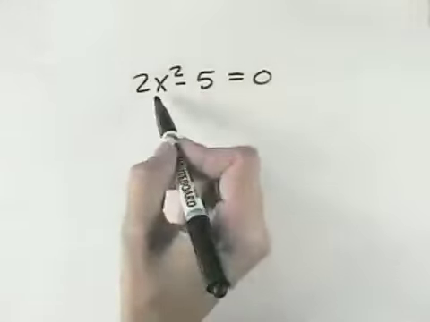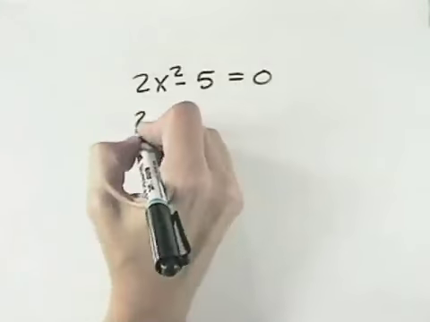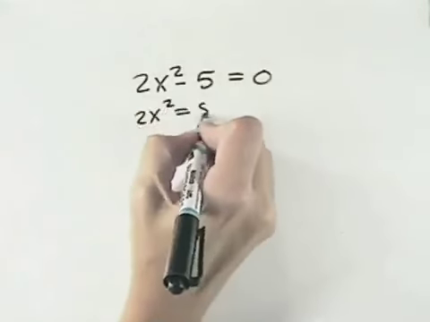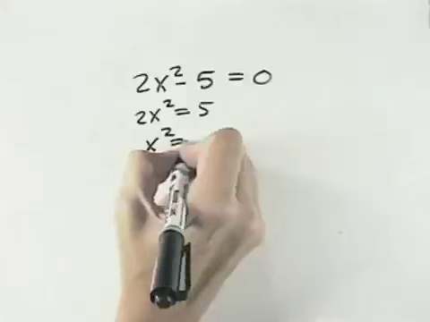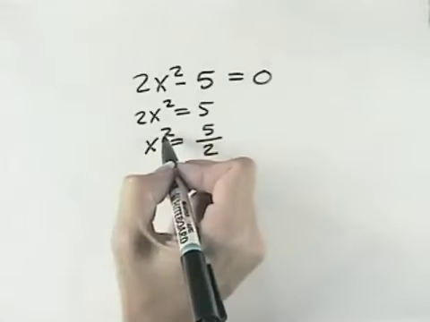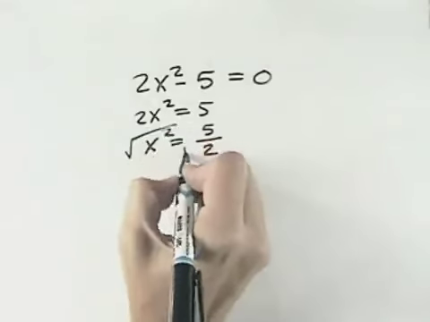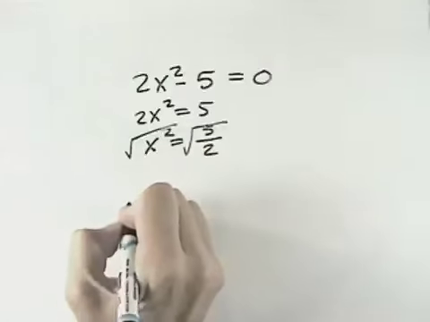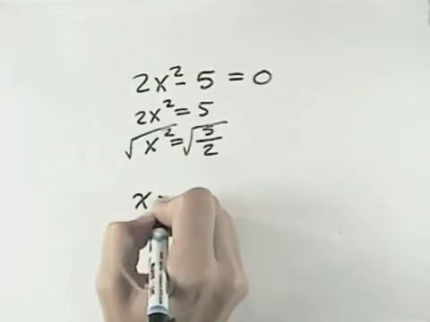So here we have 2x squared minus 5 equals 0. Well, first we can add the 5 to both sides and divide by 2. So we know x squared equals 5 halves. But to get rid of the squared power, we take the square root of both sides. So when we do that, the square root of x squared is just x.